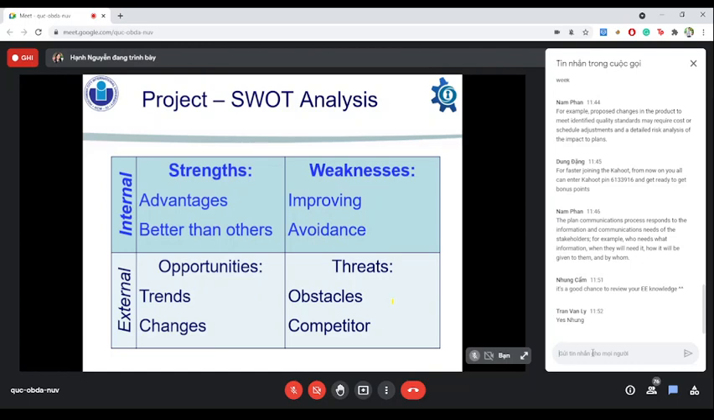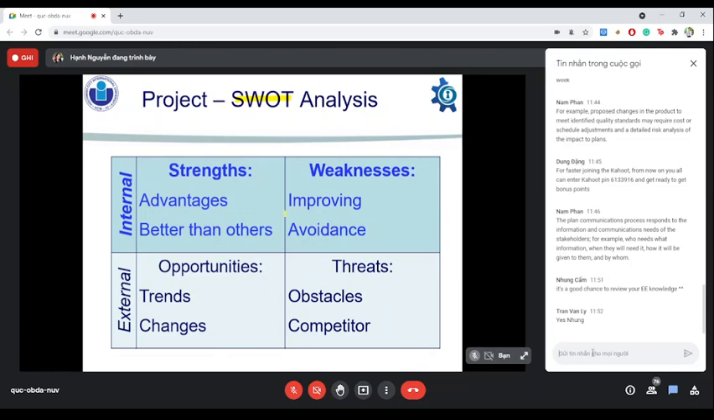Finally, I'm going to talk about SWOT analysis. We also learned SWOT in the marketing course. It consists of strengths, weaknesses, opportunities, and threats. Strength is our advantage. What makes us better than the others?